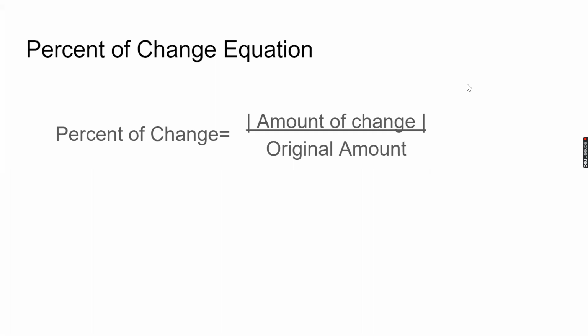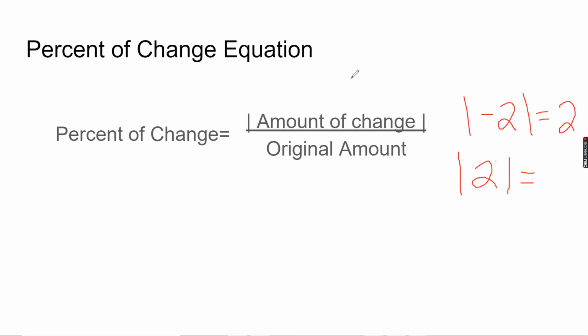So the first thing that we're going to talk about is our percent of change equation. So this is the percent of change equation. We're looking at the amount of change over the original amount. You might notice there's weird little lines on each side of the amount of change. If you remember back to probably the first chapter we went over, those are called absolute value symbols, which means that if I am taking the absolute value of -2, that's going to equal +2. If I take the absolute value of a +2, that remains a +2.